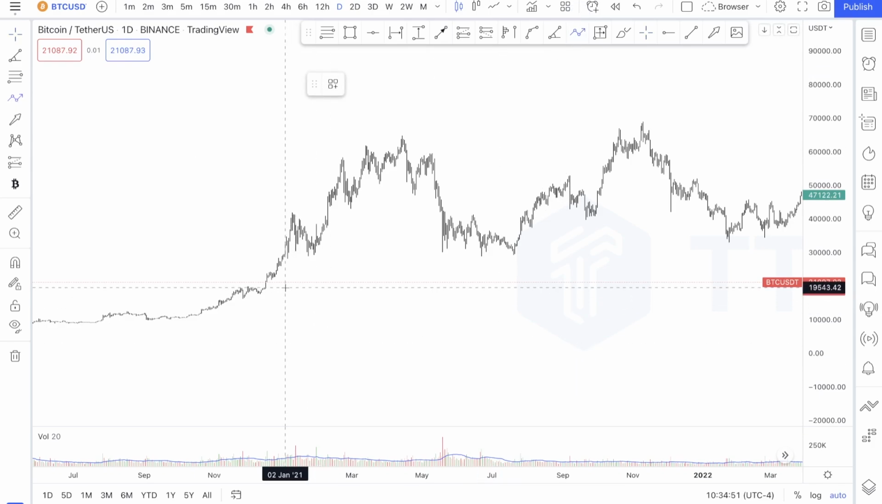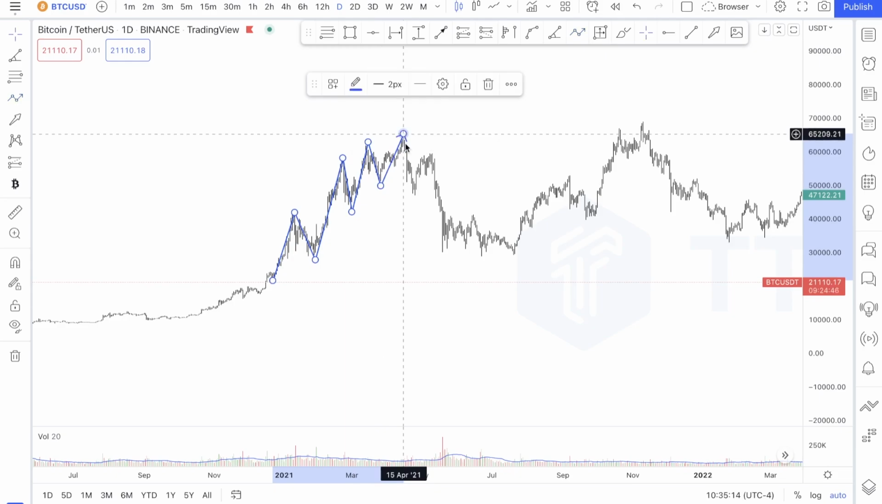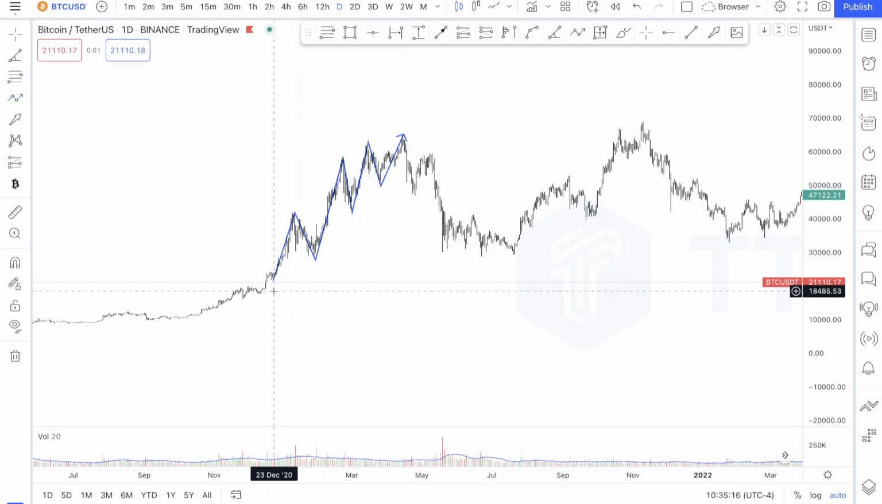First of all, I'm going to use the path tool and we're going to focus on uptrends. So let's say we're starting from down here, we're going up, and I'm not going to take all of the small ones into consideration, but rather the big swing points. We're moving down here, we're moving back up, we're moving down, we're moving up, we're moving down, and we're moving to the upside.